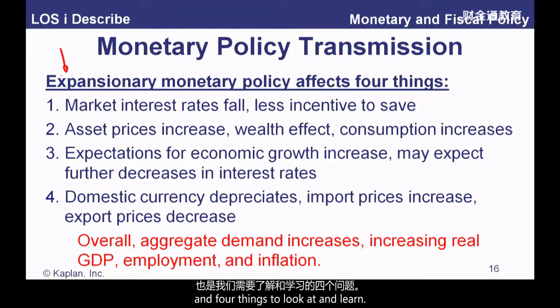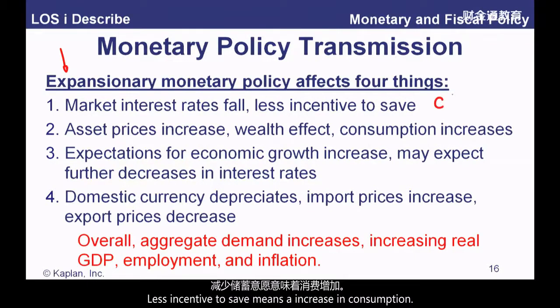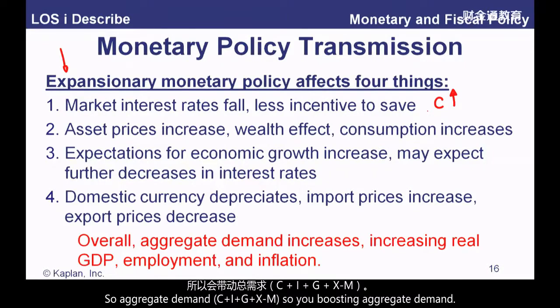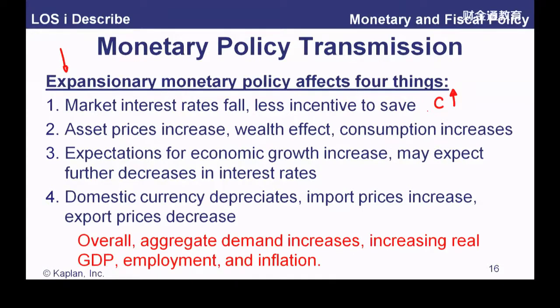Four things to look at and learn. First of all, market interest rates fall. Makes sense. Expansionary monetary policy, increase the money supply, more cash available, the price of cash, i.e. interest rates, fall. That means there's less incentive to save. Less incentive to save means an increase in consumption. So aggregate demand is C plus I plus G plus X minus M. So you're boosting aggregate demand.